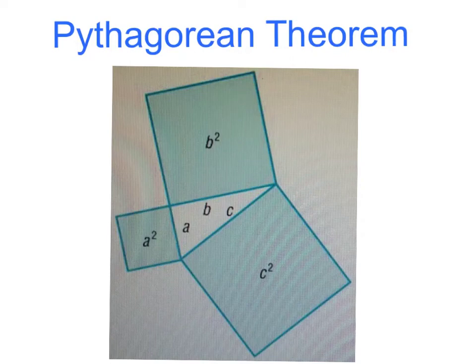So the Pythagorean theorem has to do with side lengths of triangles. In order to understand that, I'm actually going to start off by showing you some squares. So right here we have square A, square B, and square C.